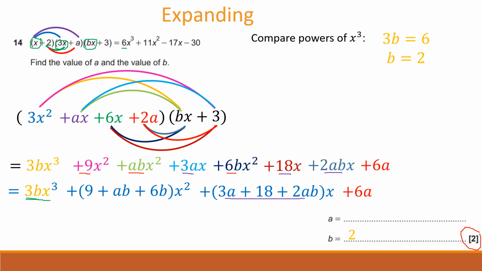We could do a similar thing with the last digits. This time I'm going to take the number on the end, or the constant. This is called the power of x to the 0, and this x to the 0 is the constant, the number on the end. In the question, I've got a negative 30 at the end, and what we've worked out down here, I have got 6a. So that means negative 30 is equal to 6a. So to find the value of a, I'm going to divide by 6, which means a is equal to negative 5. And then we can just pop that in the answer box as well.